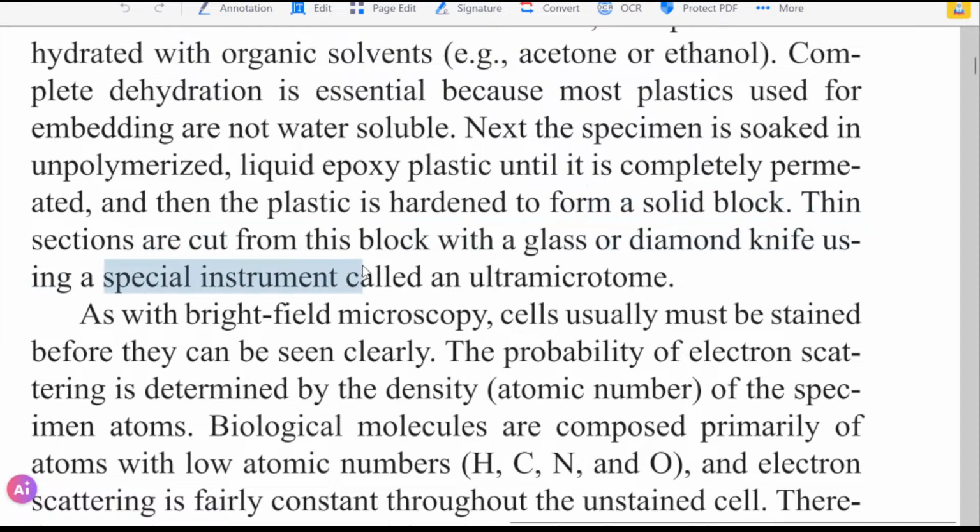Thin sections are cut from this block with a glass or a diamond knife using a special instrument called an ultramicrotome. So they are saying the block, the plastic mixed with the specimen that you created, how do you cut thin sections from that? You do it with an ultramicrotome and a glass or diamond knife.